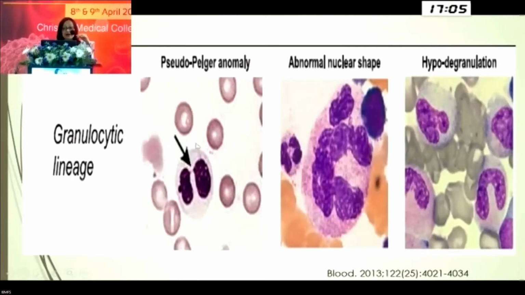In the peripheral blood, you may observe pseudo-Pelger-Huët anomaly, which is a bilobed neutrophil, which appears like a spectacle with 2 lobes joined by a thin bridge of chromatin, and which is also hypogranular. There could be abnormal nuclear lobations, as you see here, or there could be hypogranularity of the myeloids.